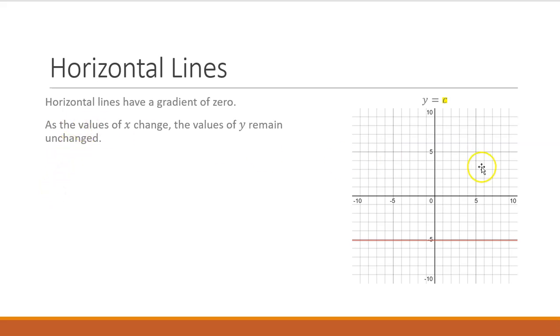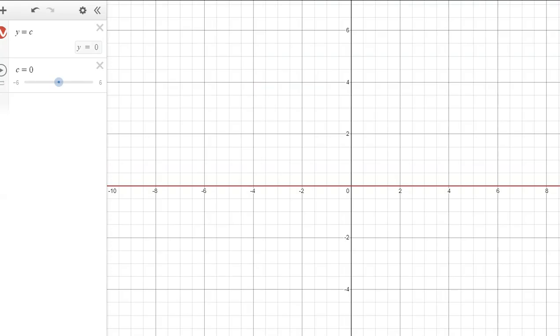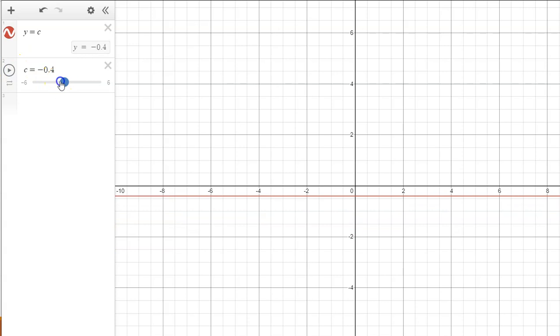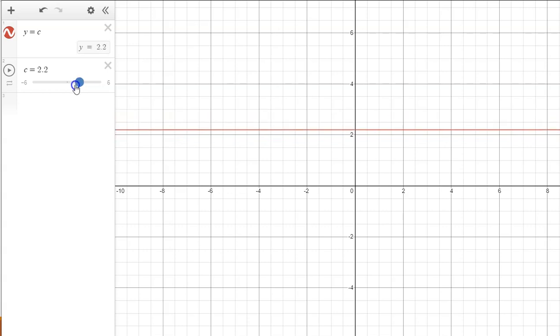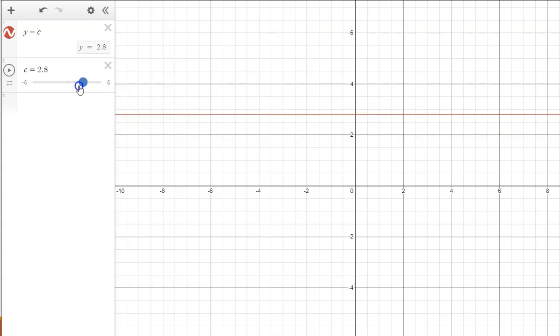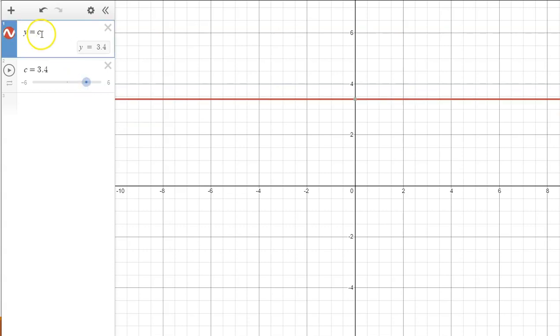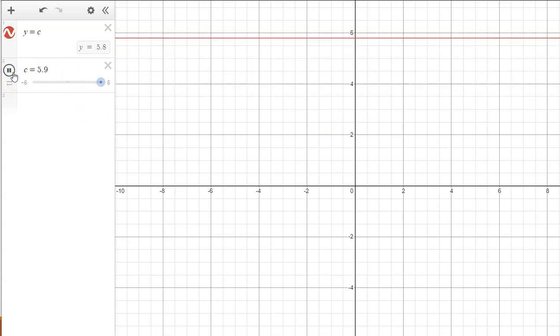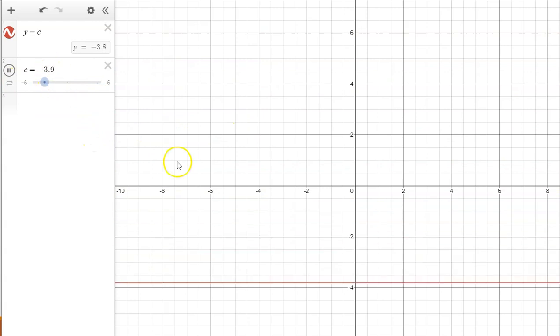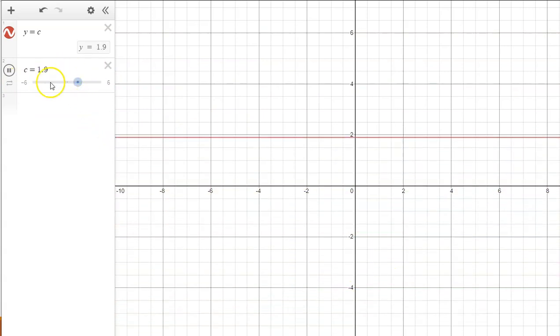So notice in the graph on the right, you can see that as the values of x change, the values of y remain unchanged. Now what this looks like on Desmos is, if I hit play, notice that the line itself crosses the y-axis at whatever we specify the constant to be. And we can write it as y equals the constant. So if the line crosses at 3, then we could say y equals 3. Well, I'll hit play and see what's happening. So whatever the constant is, that's where this horizontal line crosses.